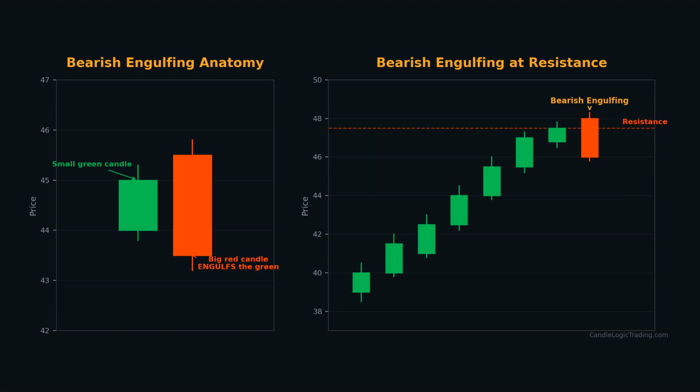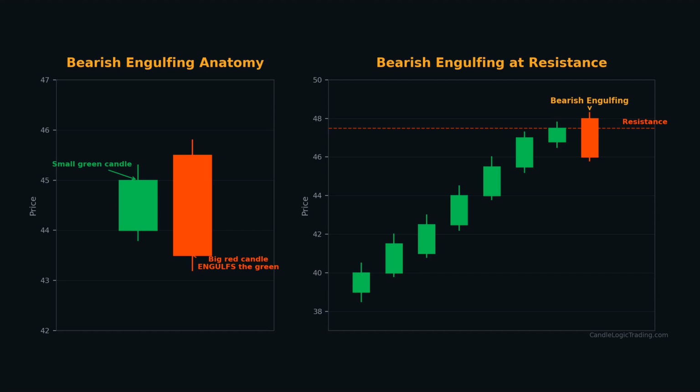Pattern 2. The bearish engulfing. This is a 2-candle pattern, and it's one of the most visually clear signals you'll ever see on a chart. Here's how it works. First, you have a small green up candle. Nothing special, just a normal day where buyers were in control. Then the very next session, a big red candle appears, and this red candle doesn't just go down, it completely swallows the previous green candle.